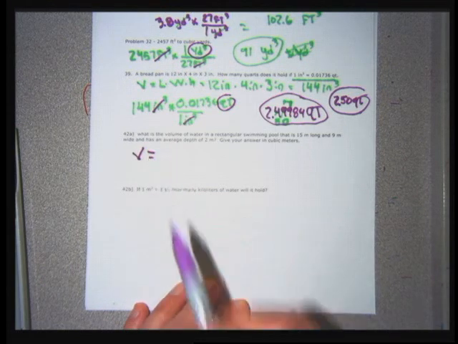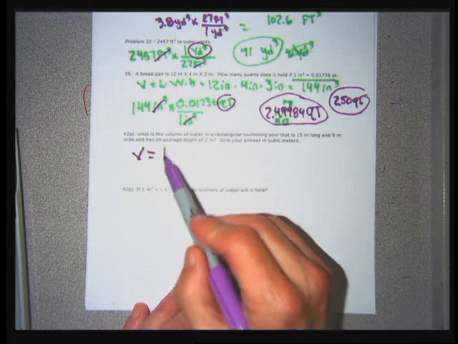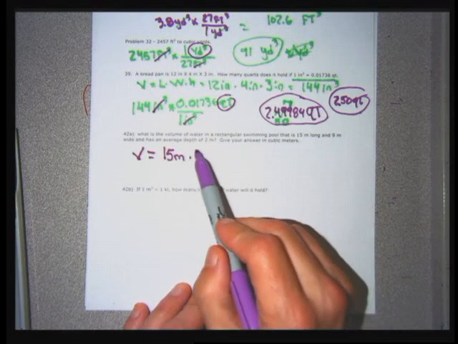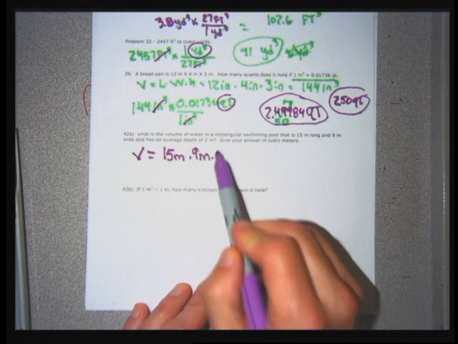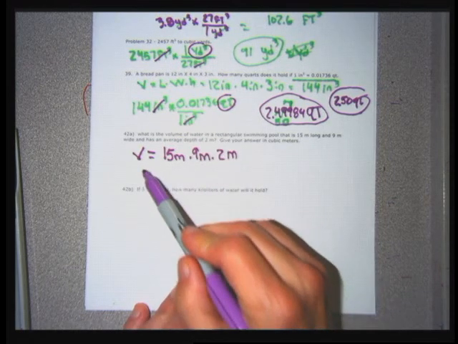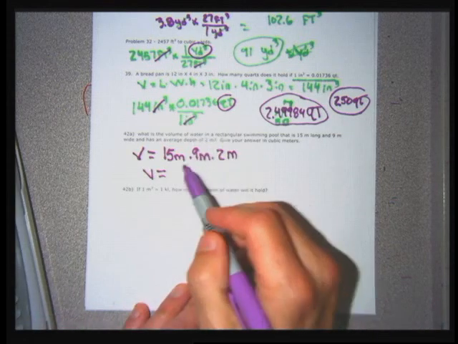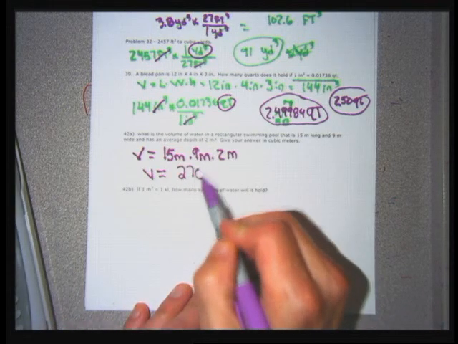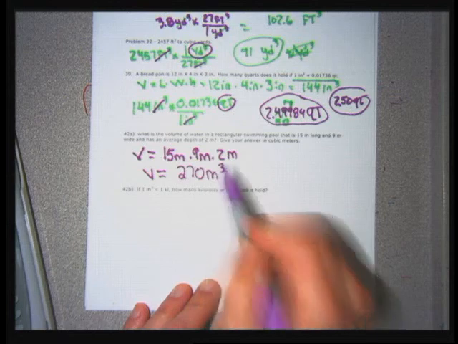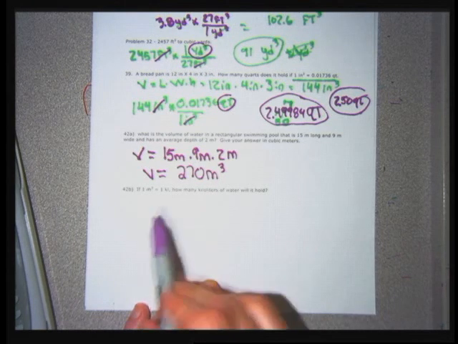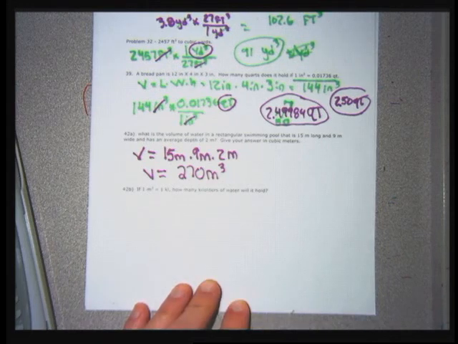Volume is length times width times height. Length is 15 meters. Width is 9 meters. Height is 2 meters. So the volume of this pool is 15 times 9 times 2. Again, I can do that in my head. It's 270 cubic meters. That's the answer to part A. Part B says if 1 cubic meter is 1 kiloliter, KL means kiloliter, how many kiloliters of water will it hold?